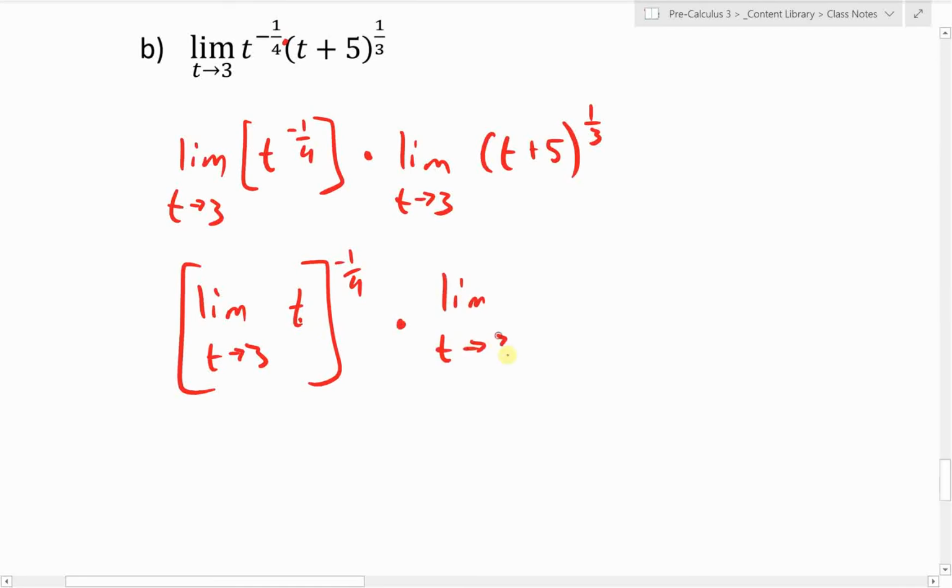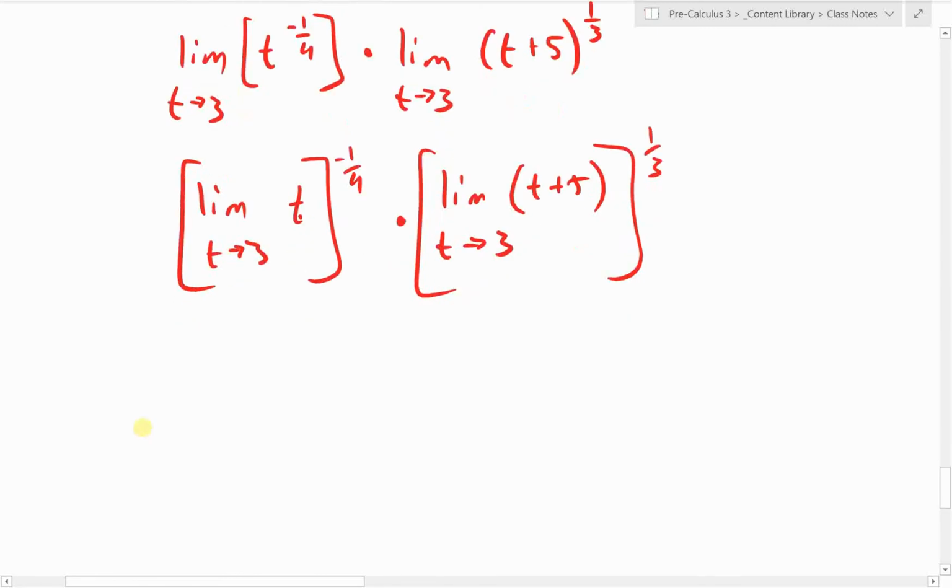Over here, we have this 1/3 power on the t plus 5, so we could take t plus 5 and raise that whole limit to the 1/3 power. So in both of these factors here, we move the power to the outside of the limit. Inside of this one, we have one more step that we could do.